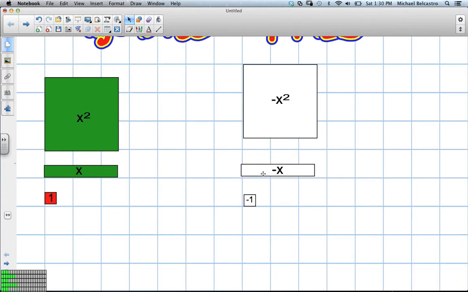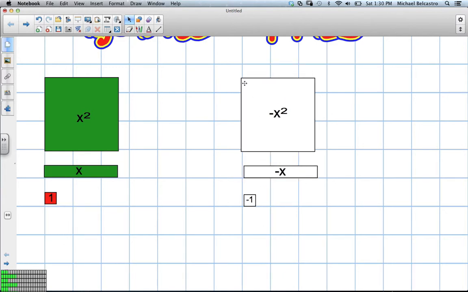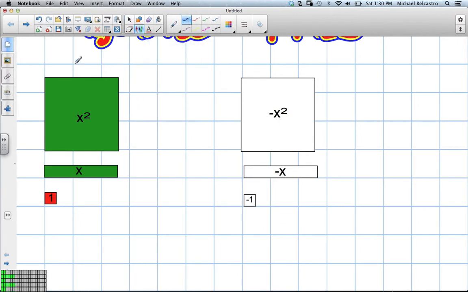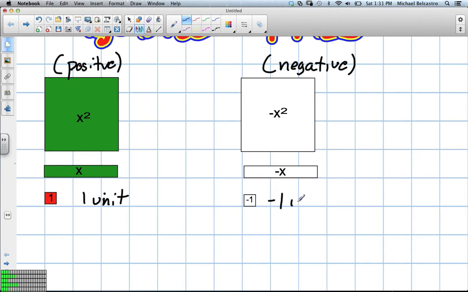Now, we've talked about positive and negative numbers. This one here, the green, represents our positive tiles. And the white are our negative tiles. Specifically, the ones at the bottom, this represents 1 unit. It doesn't matter what the unit is, it just represents 1 unit. This represents -1 unit. So this is our unit tile.